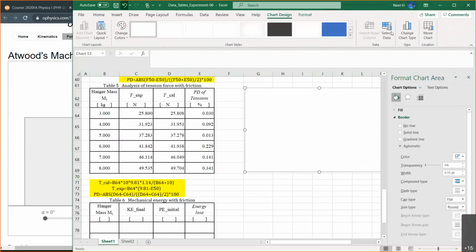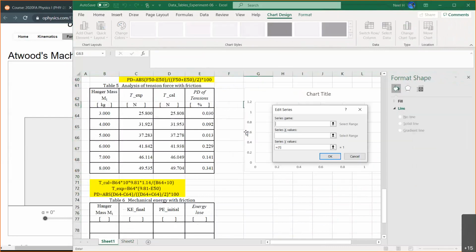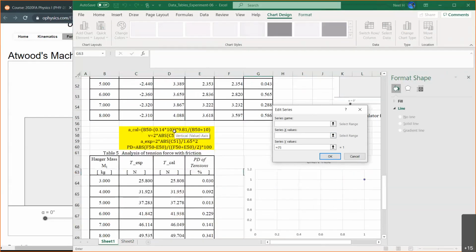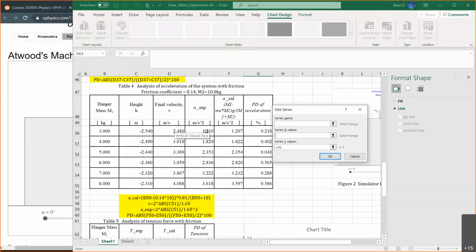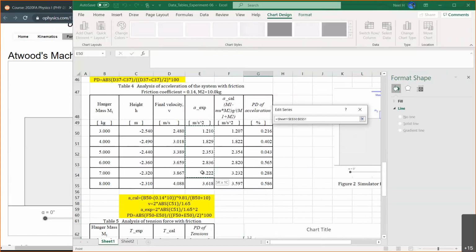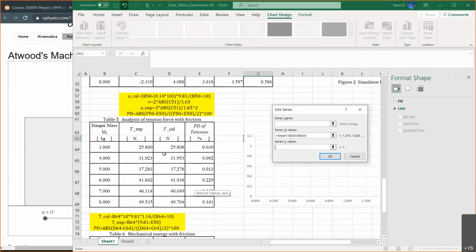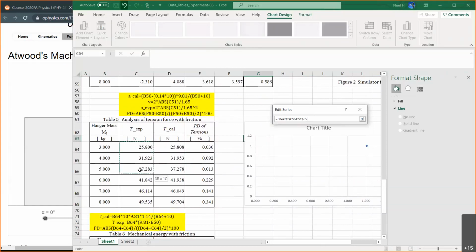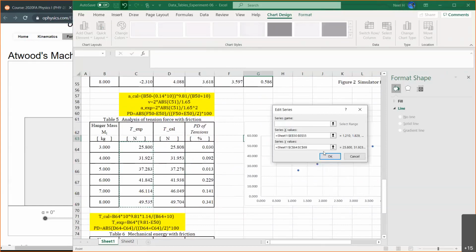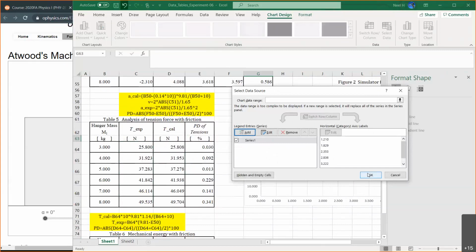Double click on the graph sheet, select data, and x values. The x value is going to be acceleration, right? So acceleration will be experimental on table number 4, cell values E50 to E55. And the y values are on table number 5, cells C64 to C69. Click OK, click OK again.